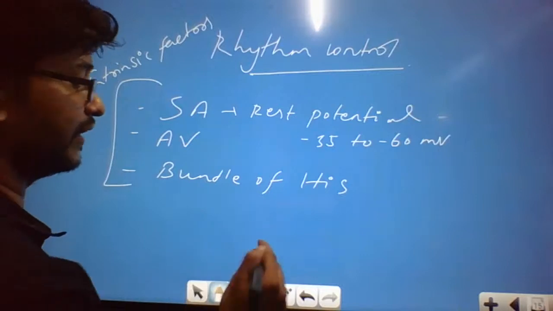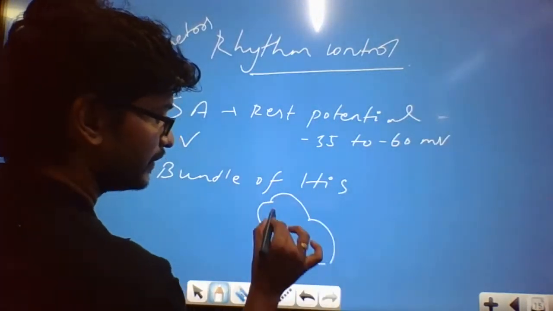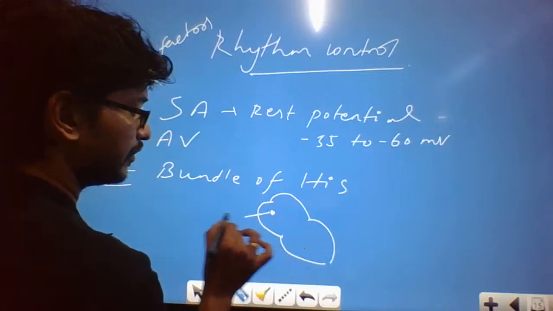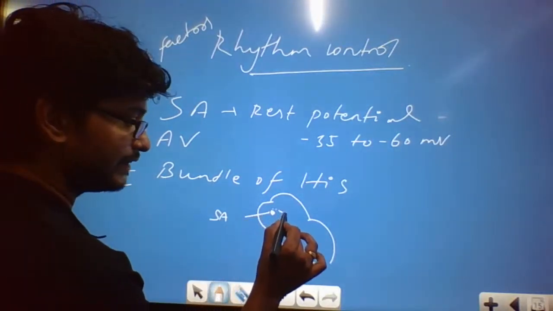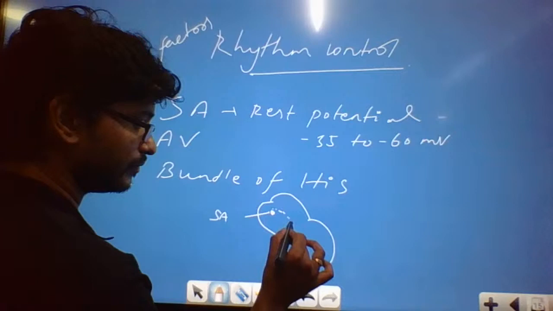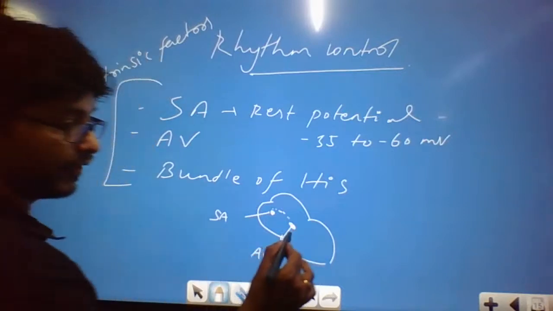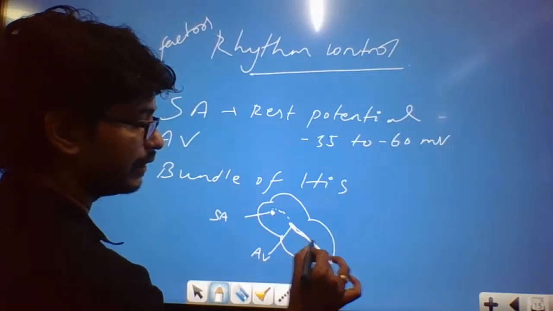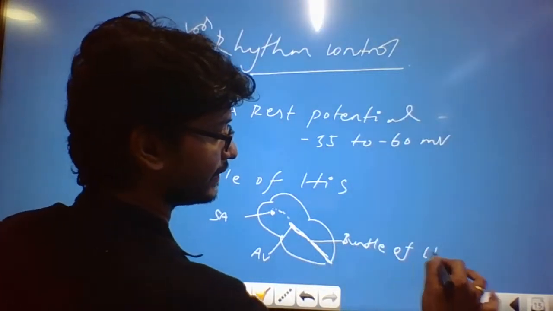So when it starts, when you look at the structure of the heart, this is where you could see the sinoatrial node. From this SA node, the impulses will be transferred to the atrioventricular node, which we call the AV node. From the AV node, we have something we call the bundle of His. This is the bundle of His.